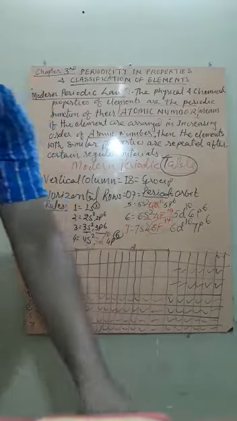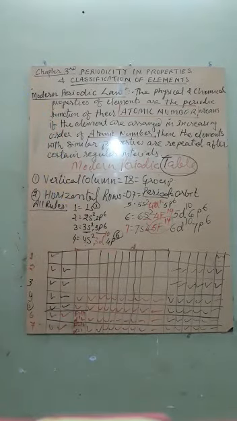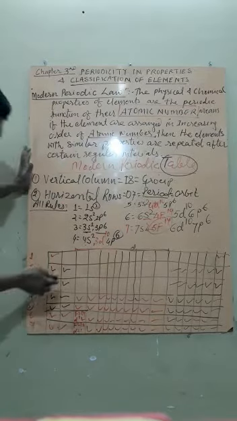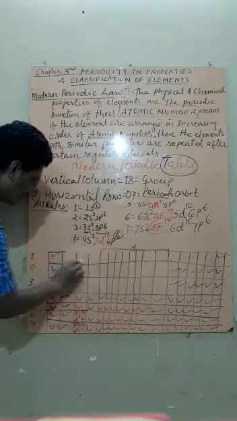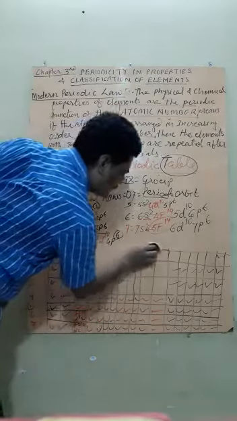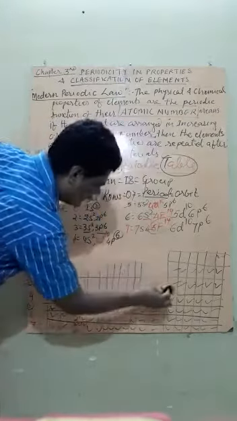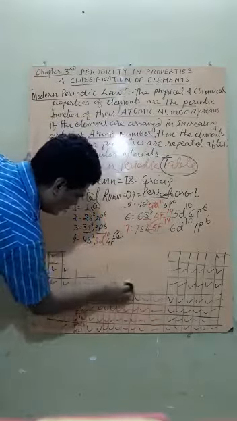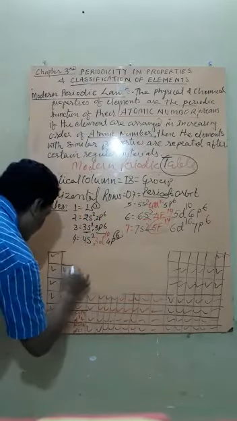Now what we have to do? The ones which you don't require, you can erase. What we don't require is these columns. So remove this one from here. Okay, remove this one from here. That becomes your modern periodic table.